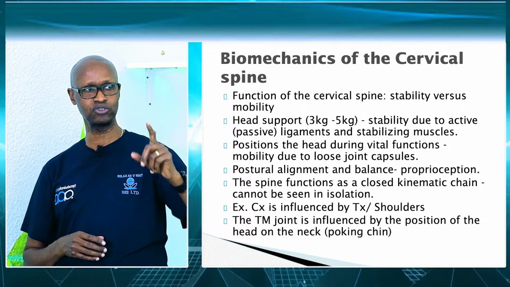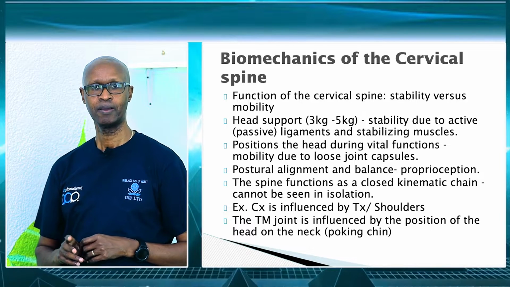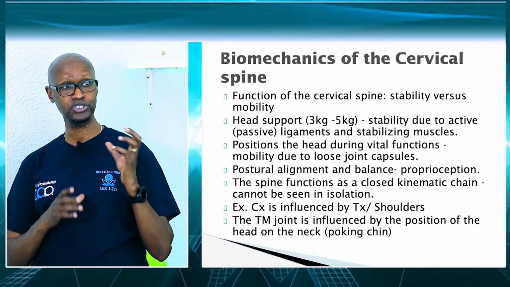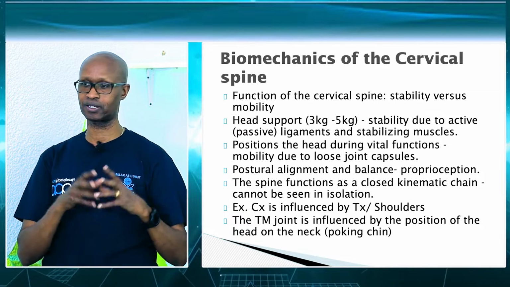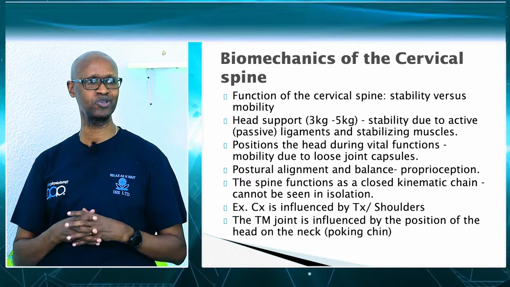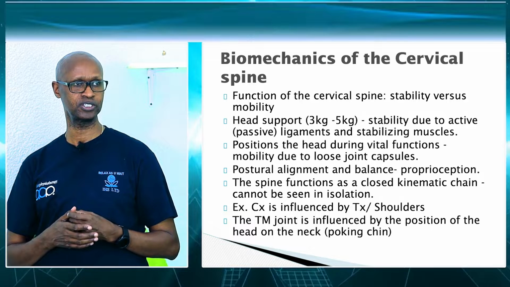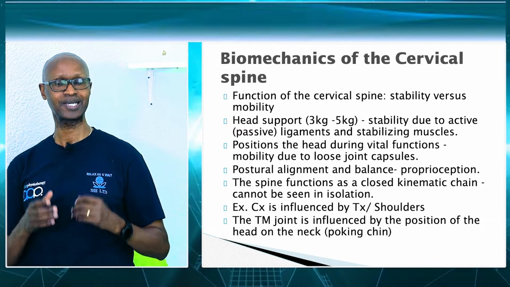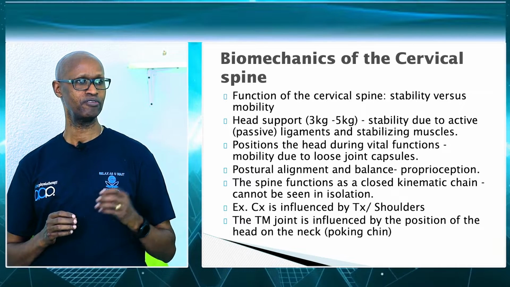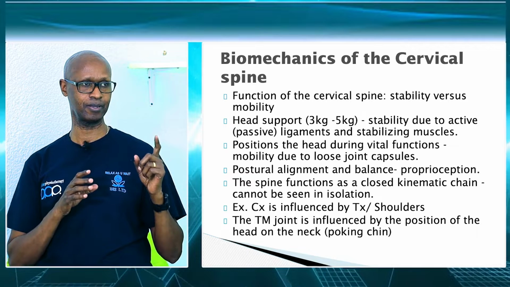So stability is due to active ligaments and also stabilizing muscles. But the cervical spine also positions the head during vital functions, like sleeping, like eating, like whatever you do using your head. Mobility is also due to loose joint capsules. They are not tight, they are loose to allow movement. We also have postural alignment and balance, which is responsible for proprioception. They are important also.